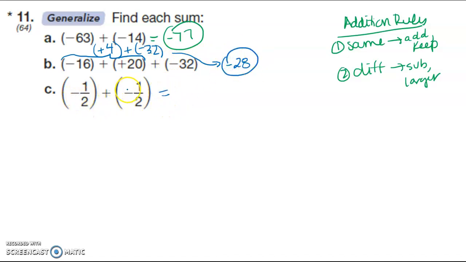And then here we have a negative and a negative, so that means we're actually going to add them. So 1/2 plus 1/2 is 2/2. We keep the sign, and if we reduce that, that's -1.